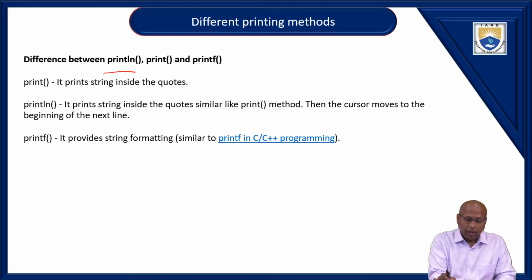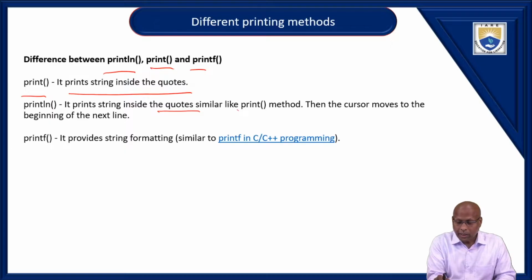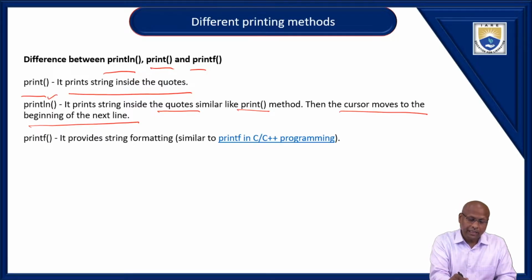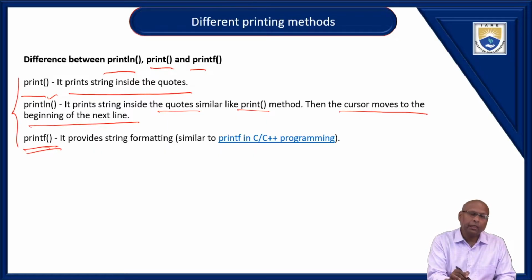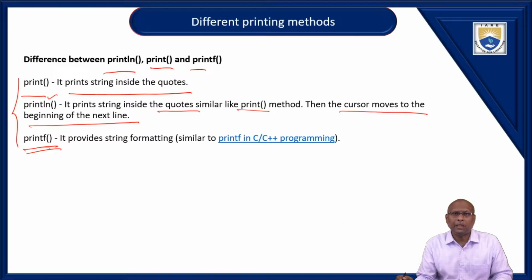Now, how are these three different from each other? Print prints the string inside the quotes. Println prints the string inside the quotes, similar to the print method, and then its cursor moves to the beginning of the next line. Because of the ln, the cursor comes to the next line. Similarly, printf provides string formatting, just like what is available in C and C++. Same format: %c, %d, %f. These are the various control characters we use in the format specifier. Those things are available in the printf method. So these are the three different kinds of printing methods available in Java.